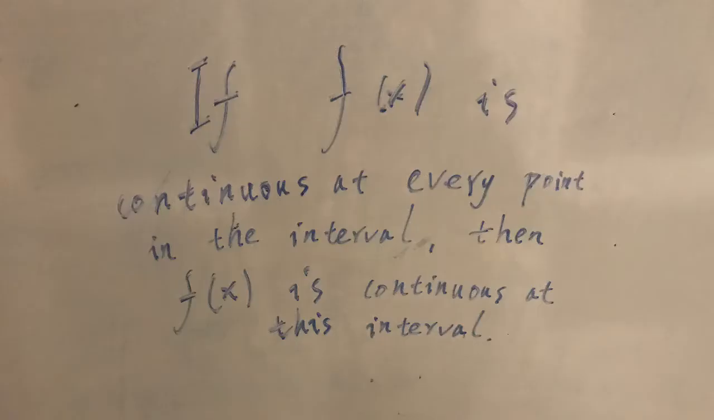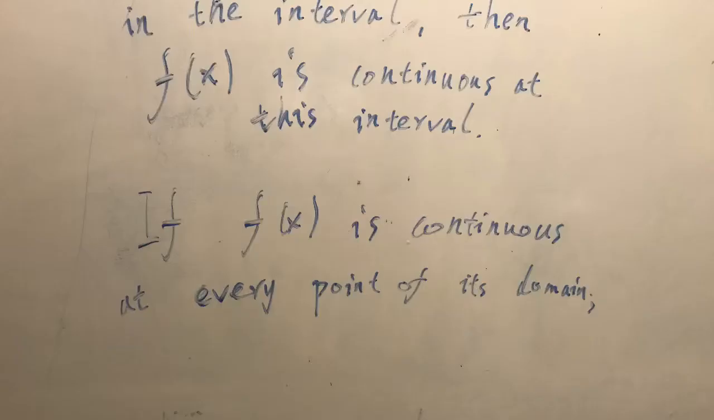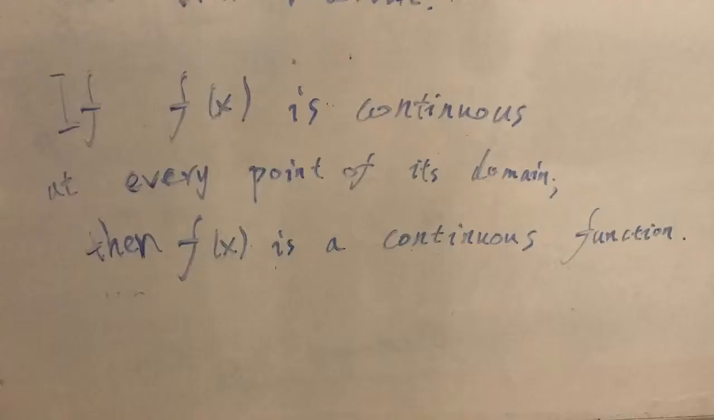What about a function that is continuous on an interval, and a completely continuous function? If f of x is continuous at every point in the interval, then f of x is continuous on this interval. And if f of x is continuous at every point of its domain, then this is a continuous function. It's super easy, huh?